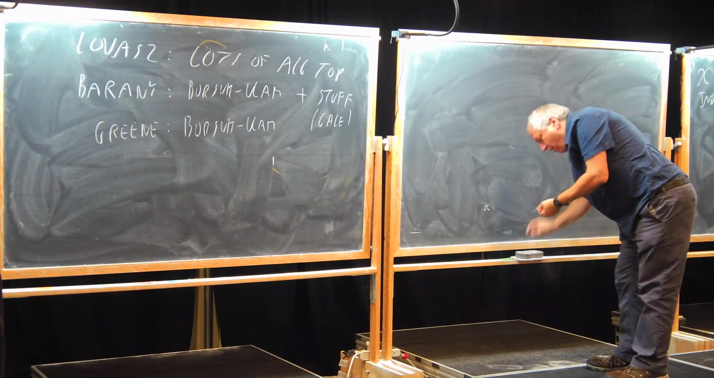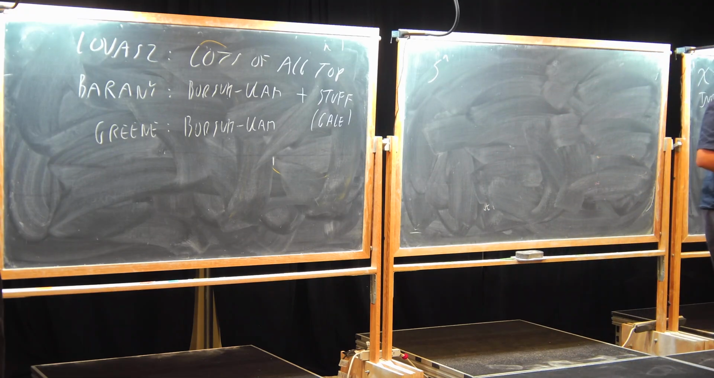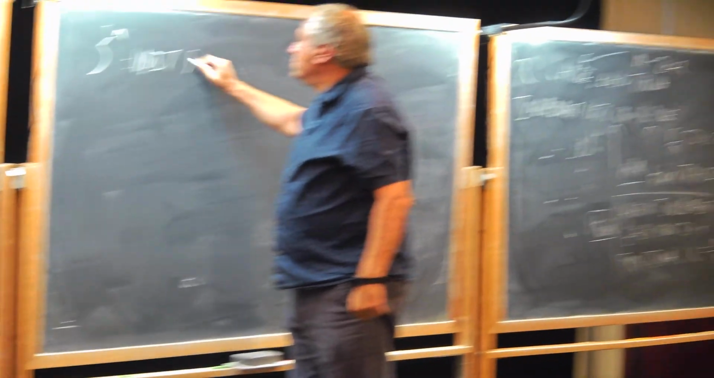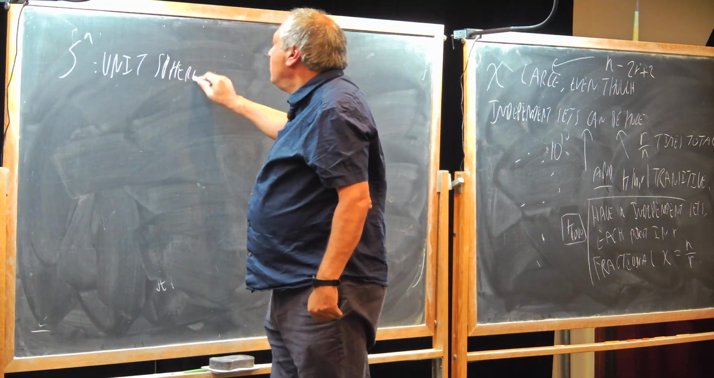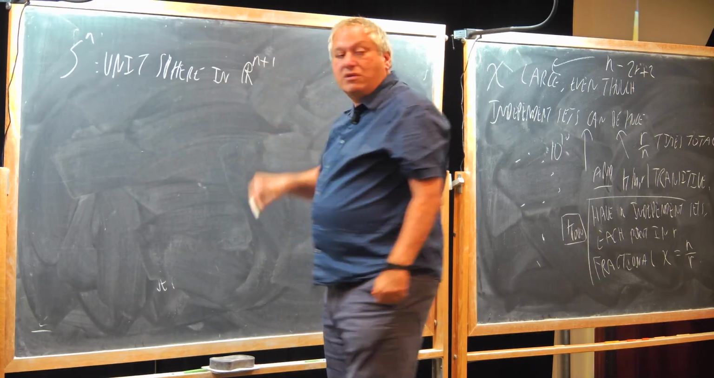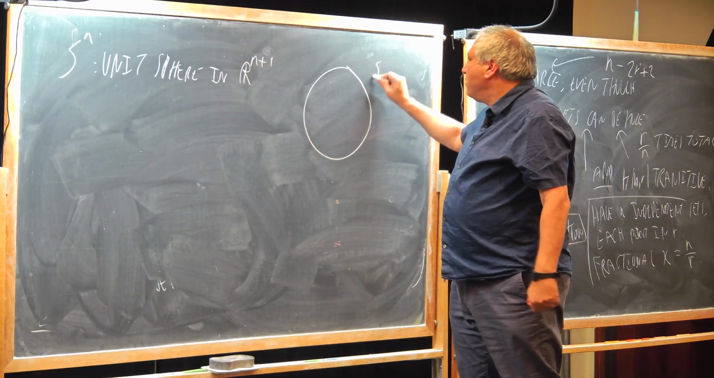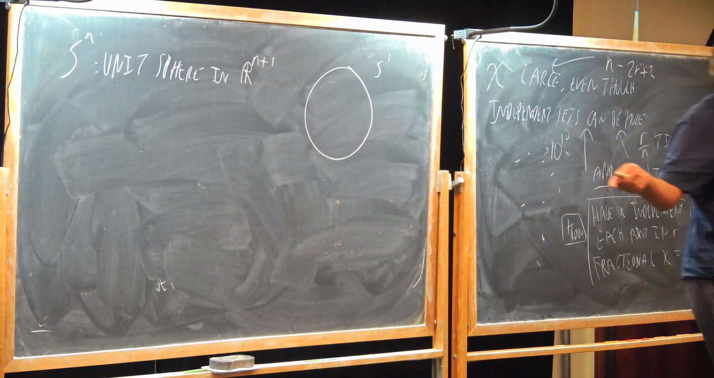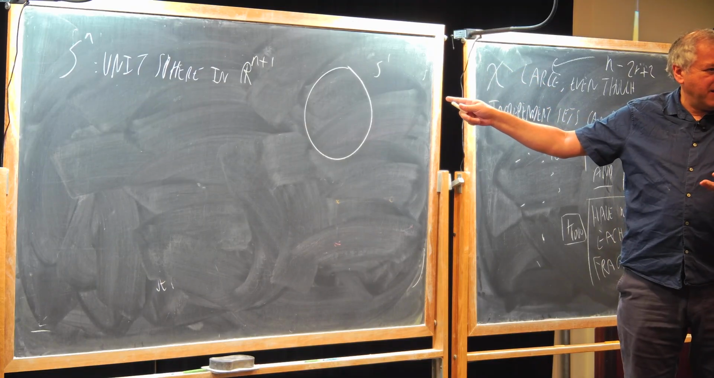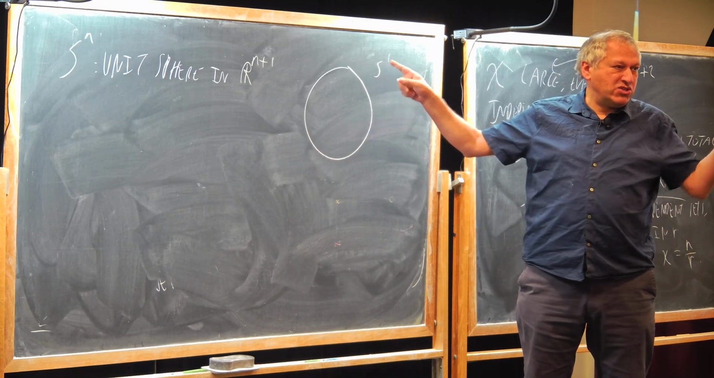So I'm going to normally write Sn for the unit sphere in n plus 1 dimensions. So for example, this is S1. It's just a circle, okay? Officially, it lives in R squared, as I've drawn it, right? It's called S1 because it's kind of a one-dimensional object. That's why it's called S1, not S2.